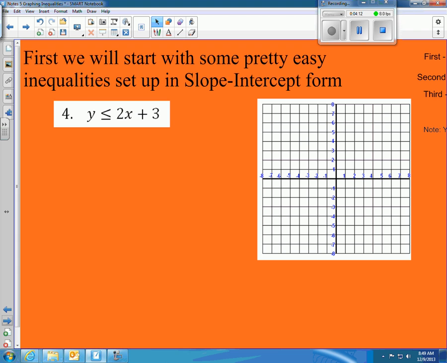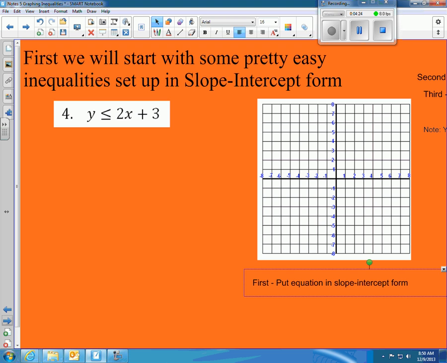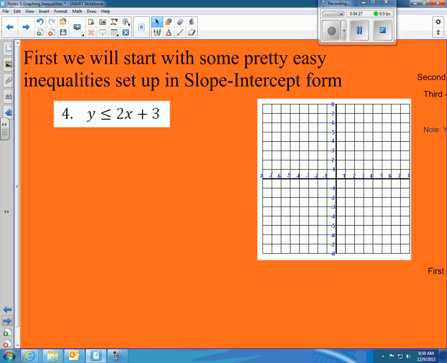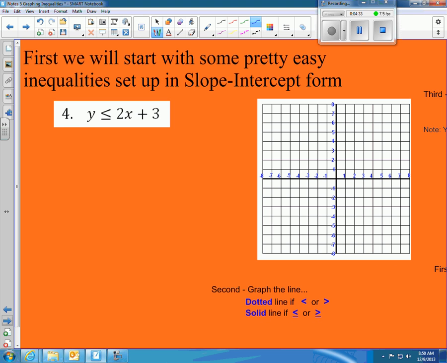All right, so first one, it says we're going to start with something easy in slope-intercept form. So step 1, remember, says to put the equation in slope-intercept form. Well, it's already in slope-intercept form, so let's just move that out of our way because we've taken care of that. Second, it says graph the line. Okay, so let's just start off with our points.